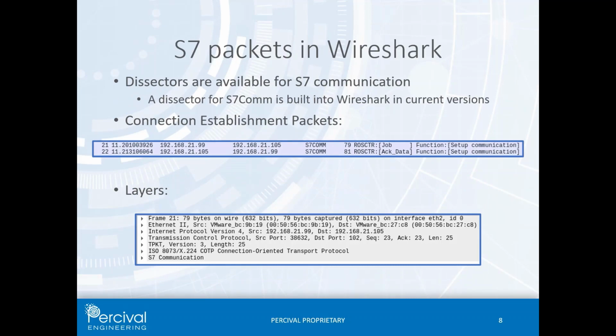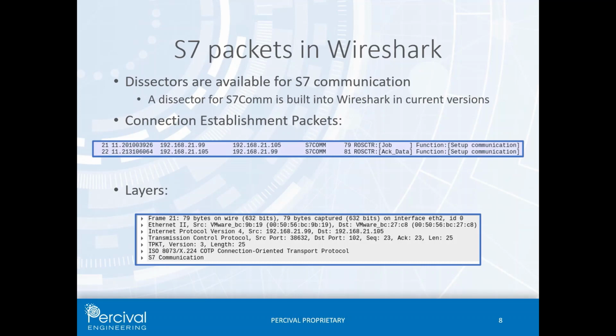We can now go a little bit deeper into the S7 PDU structure by examining a Wireshark capture for a request sent to establish a connection with a PLC. Note that there are several dissectors for S7 comms available for Wireshark right now. The one that I've used for this presentation was built into the current version of Wireshark I was using.